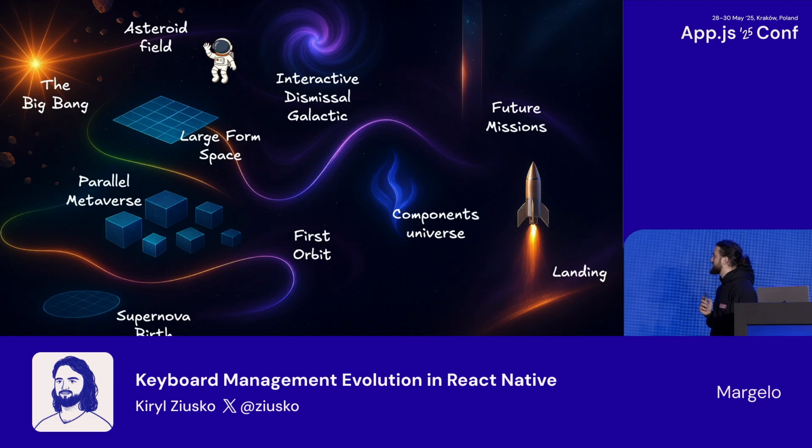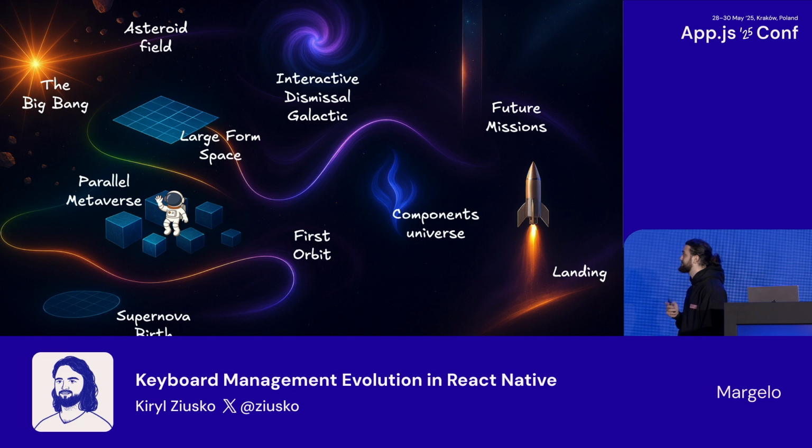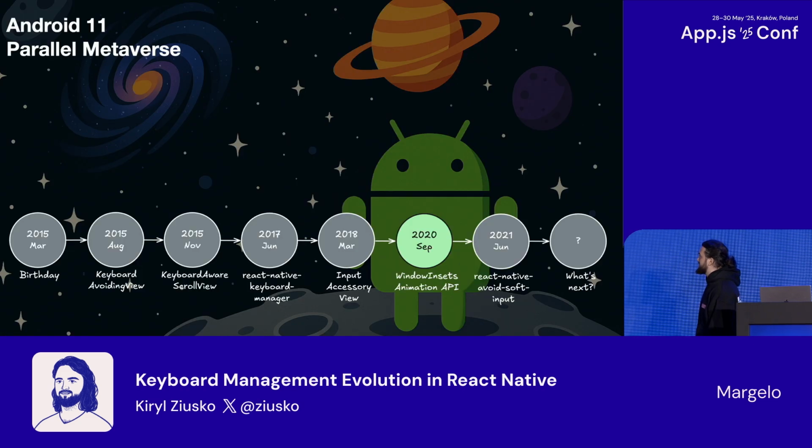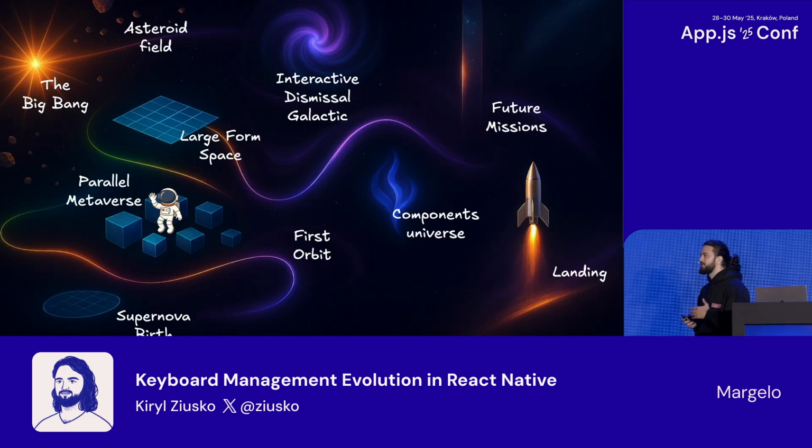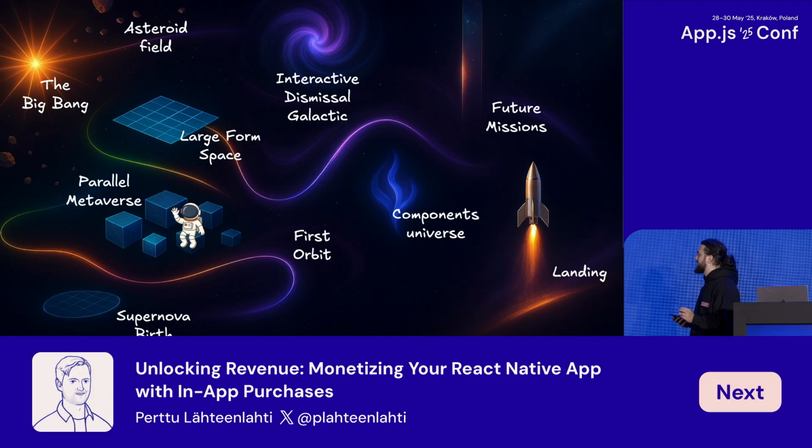Let's quickly step into the parallel Android metaverse to see what has been changing there. In 2020, the Android team released Android 11 and a new API called WindowInsetsAnimation. And this API marked a real breakthrough in controlled keyboard handling. For the first time, developers could smoothly animate UI elements in sync with keyboard movement. And it was exactly this API that inspired the creation of React Native Keyboard Controller.